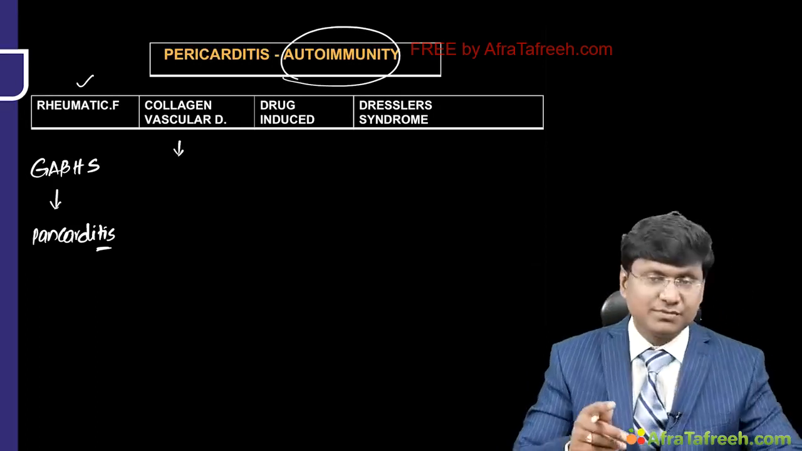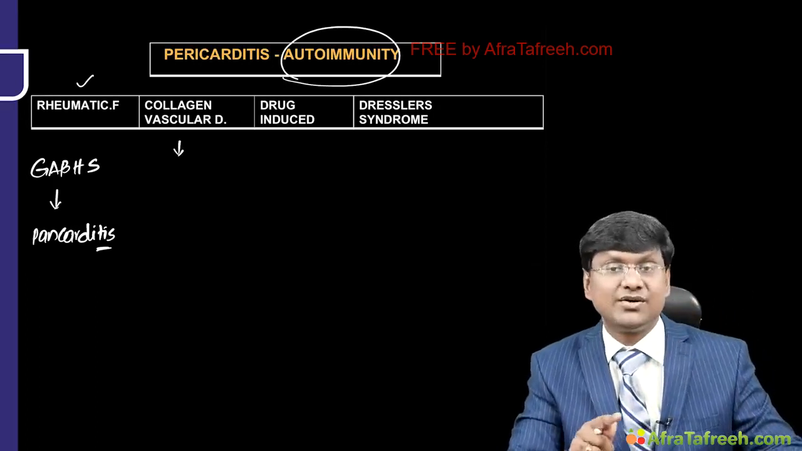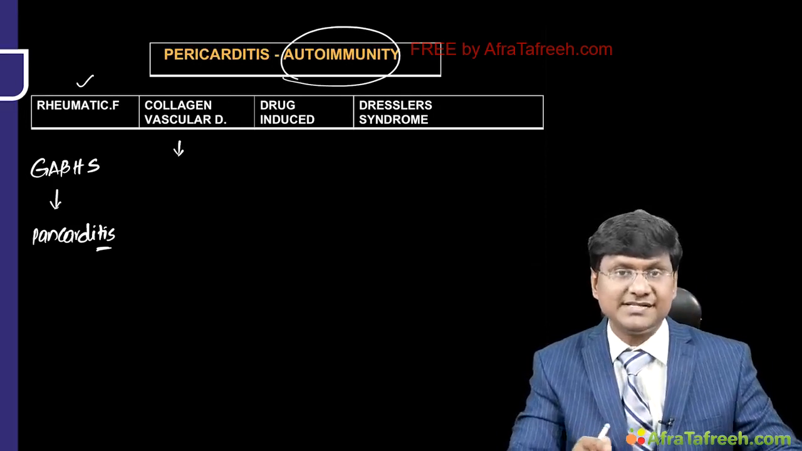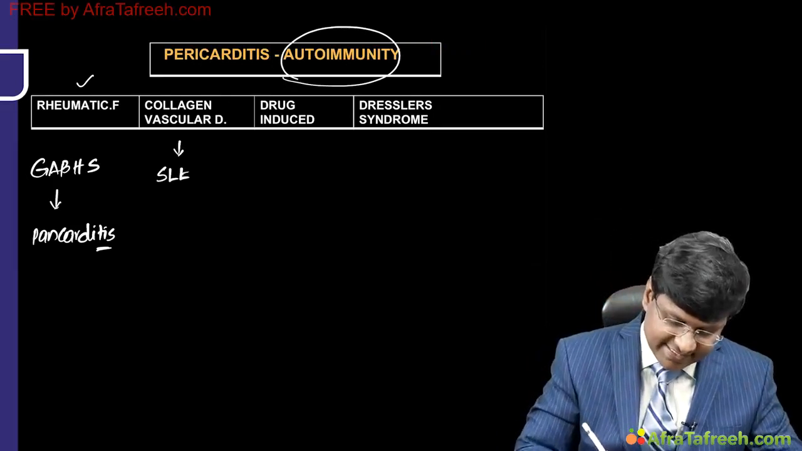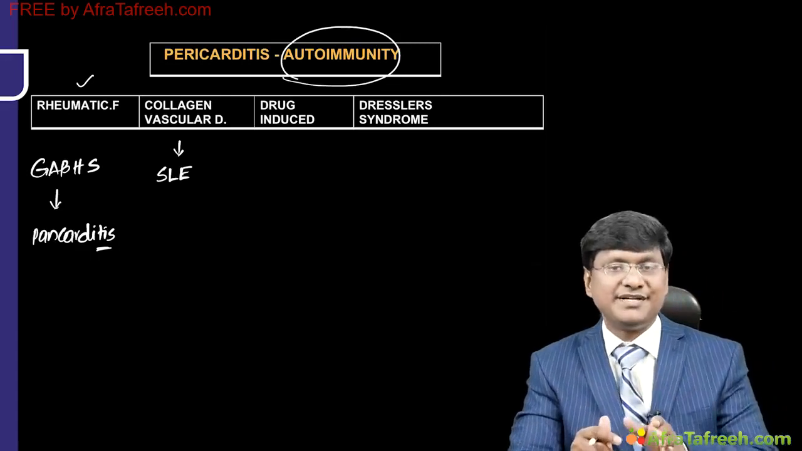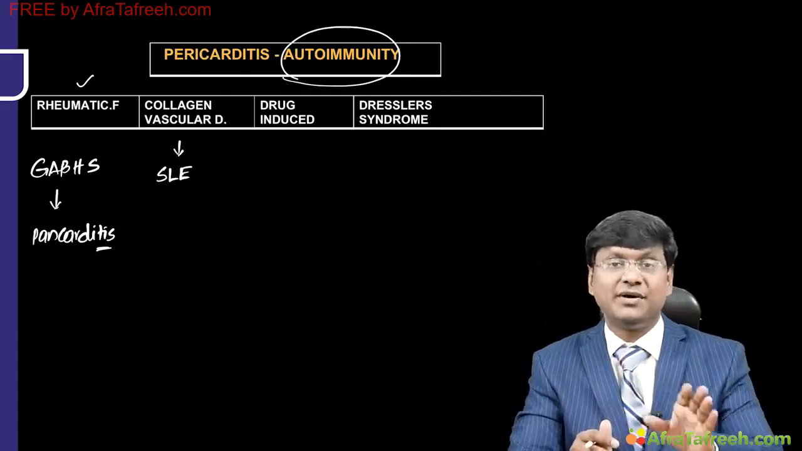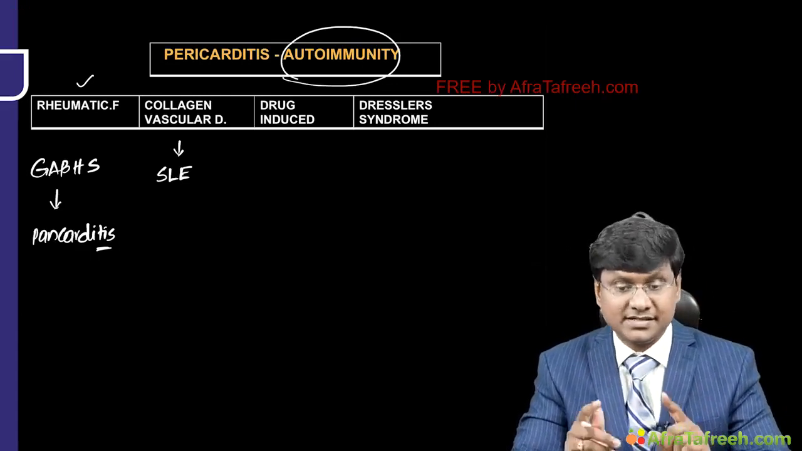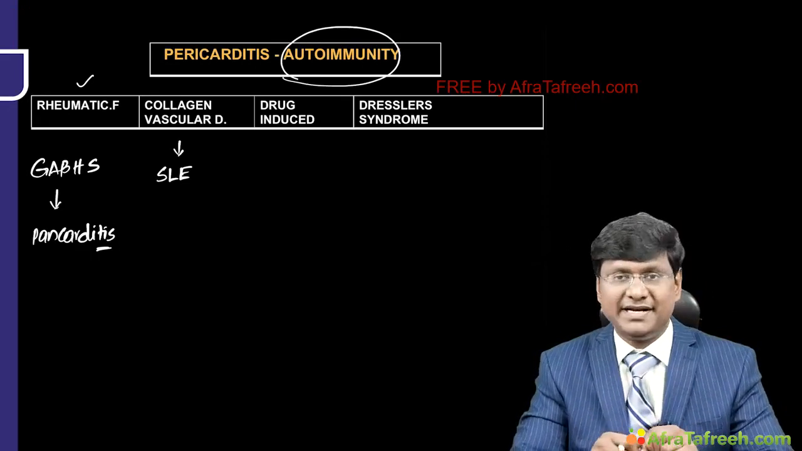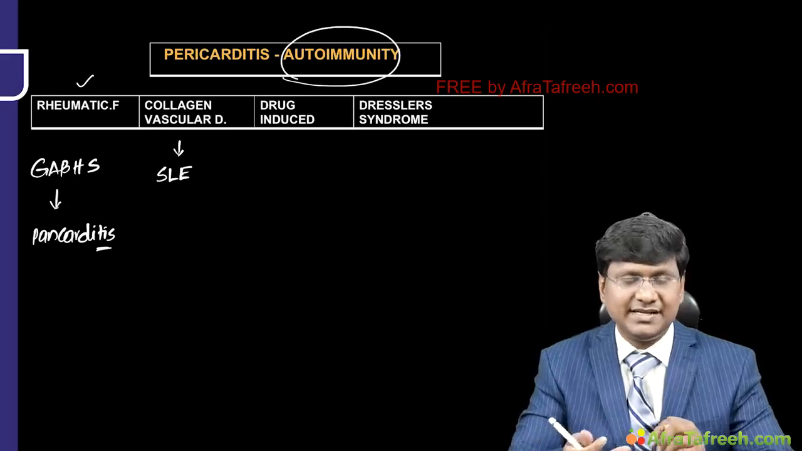Then we have some collagen vascular diseases that can contribute to the development of pericarditis, and these include SLE, that is systemic lupus erythematosus. So in patients with SLE also, you have pancarditis, that is pericarditis, myocarditis and endocarditis, but the most common will be pericarditis. And how will you diagnose SLE?